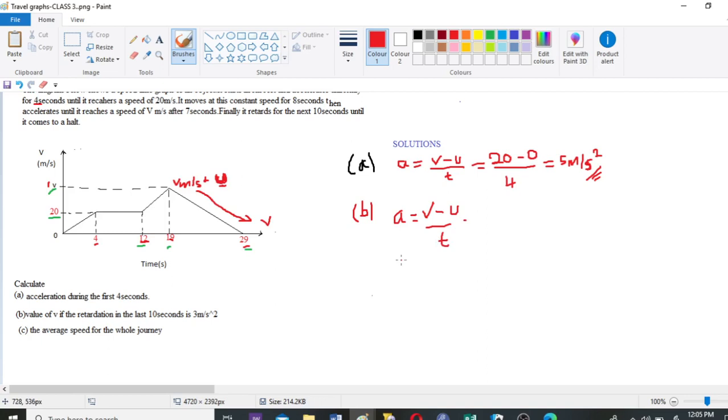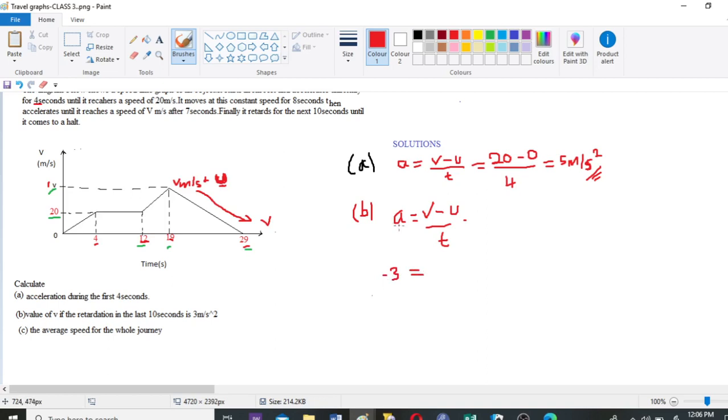Acceleration. The question is the value of v if the retardation in the last 10 seconds is 3 meters per second squared. Now, like I explained in the first class, retardation is simply the opposite of acceleration. Retardation is the value of acceleration but a negative value. So a negative value of acceleration gives us retardation. So this 3 meters per second squared is acceleration when it carries a negative sign. So this is acceleration but in the opposite direction.